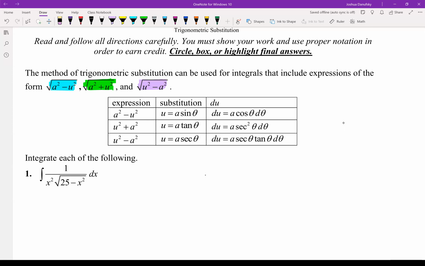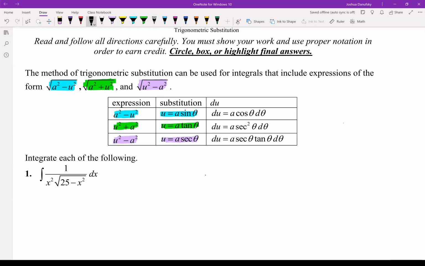Anytime we have the expression the constant squared minus the variable squared, we're going to substitute in the constant times sine theta. When we have the variable squared plus the constant squared, we will substitute in the constant times tangent theta. And finally, when we have the variable squared minus the constant squared, we will substitute in the constant times secant theta. As we go through the problems, we'll see how each of these will work out.